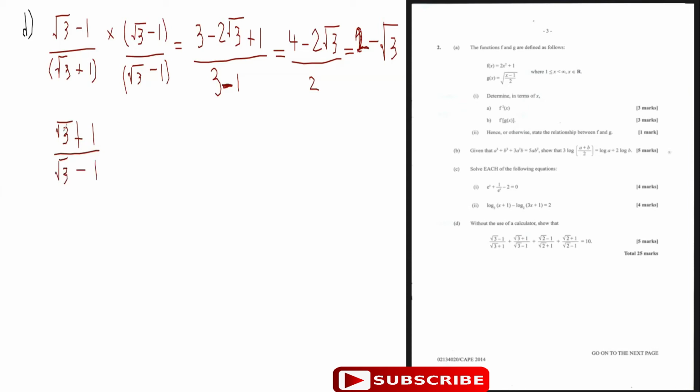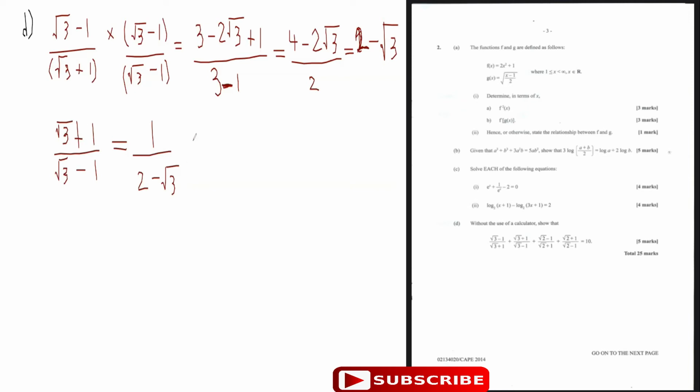Now I realize that all of this is just the inverse of this. Notice that root 3 plus 1 over root 3 minus 1 is just the inverse of this. So I could actually just write that this is going to be 1 over 2 minus root 3. Can you see that? Think of it: if this was A and this was B, this is A over B, and this will just be B over A. So this must be equal to 1 over 2 minus root 3.